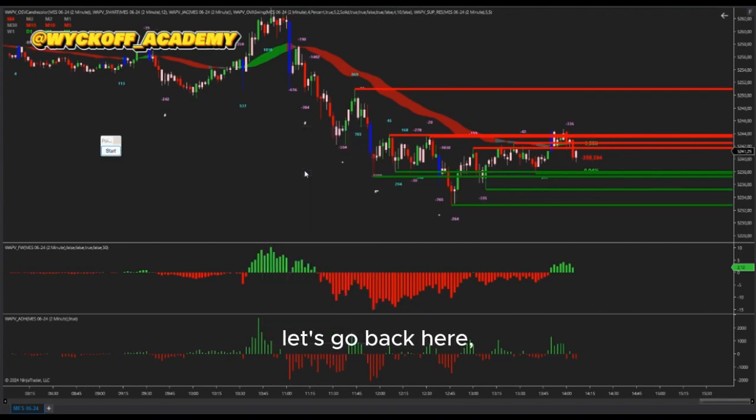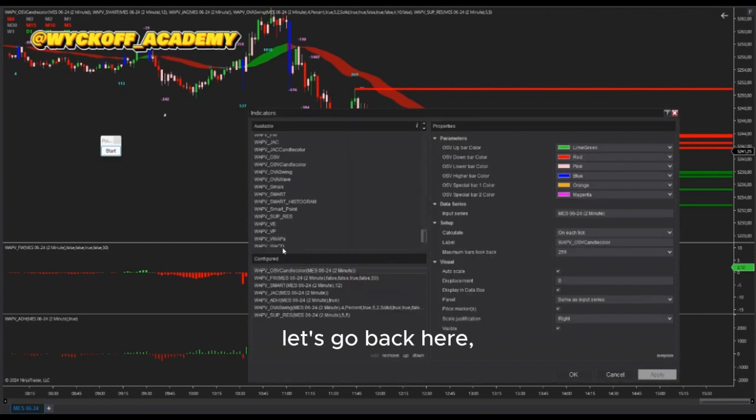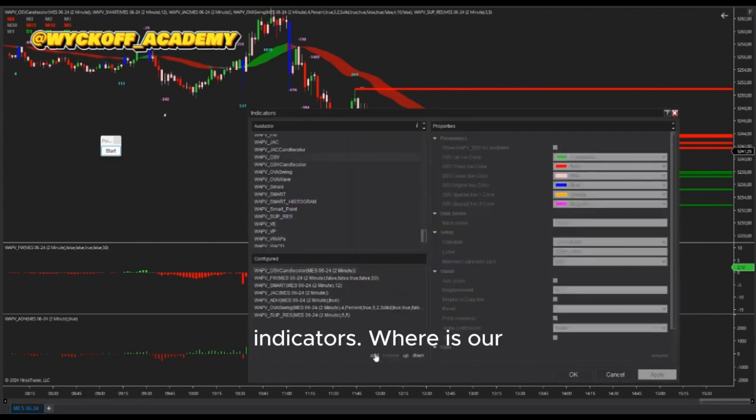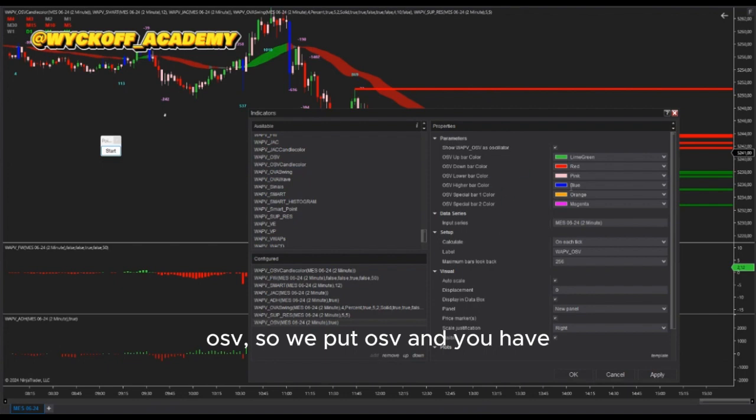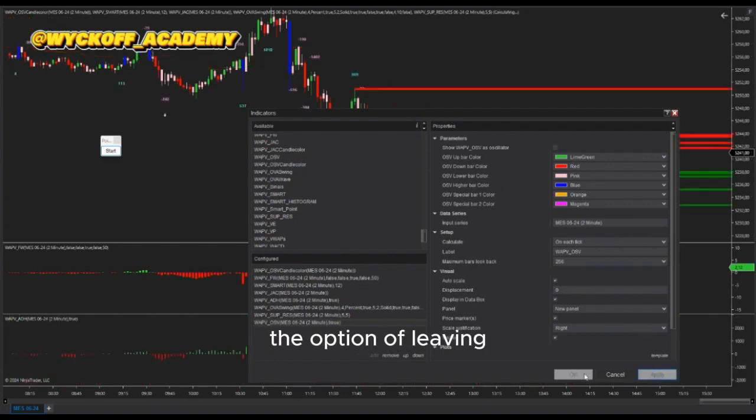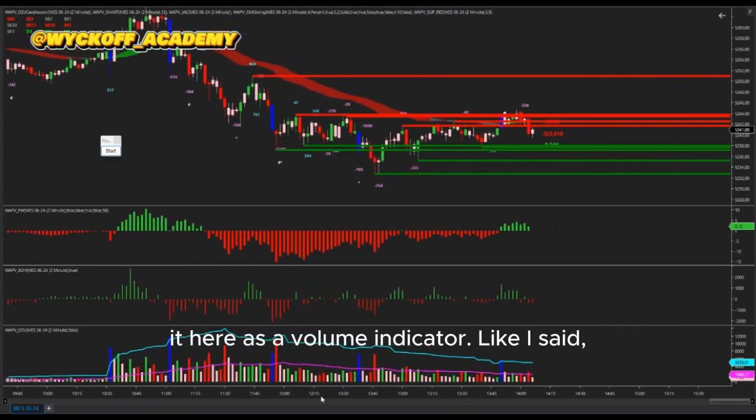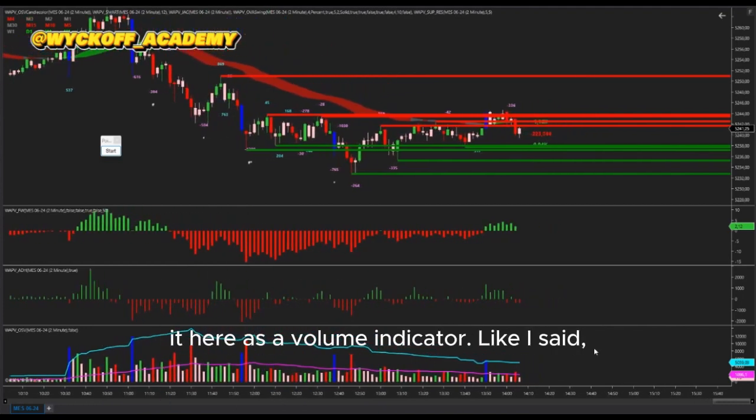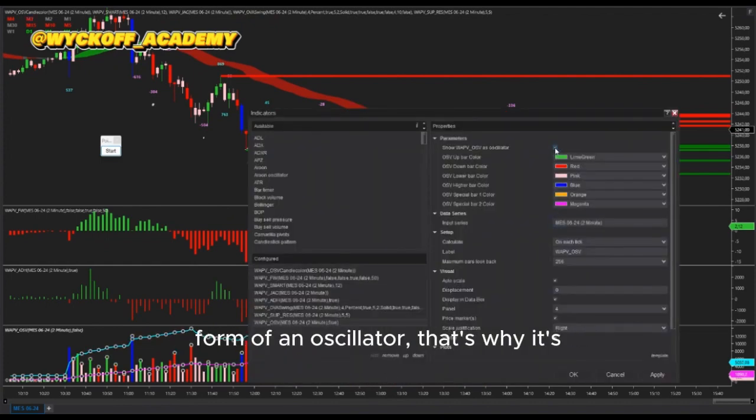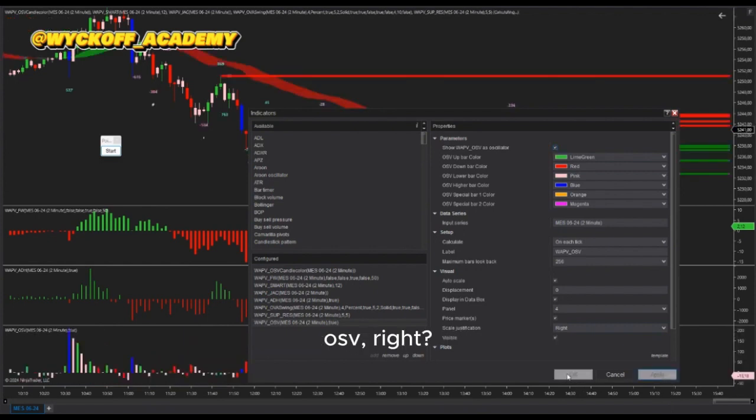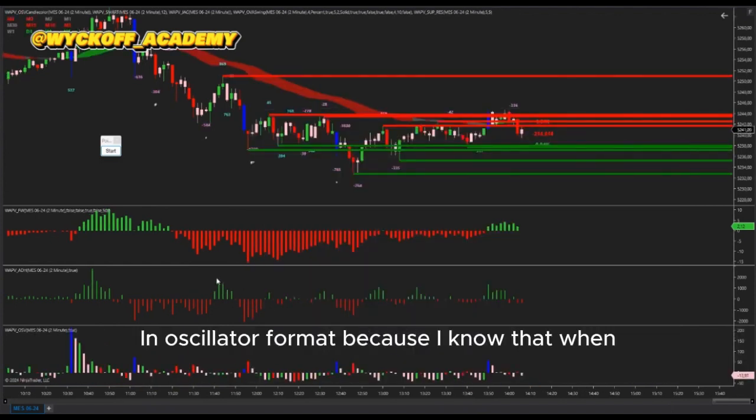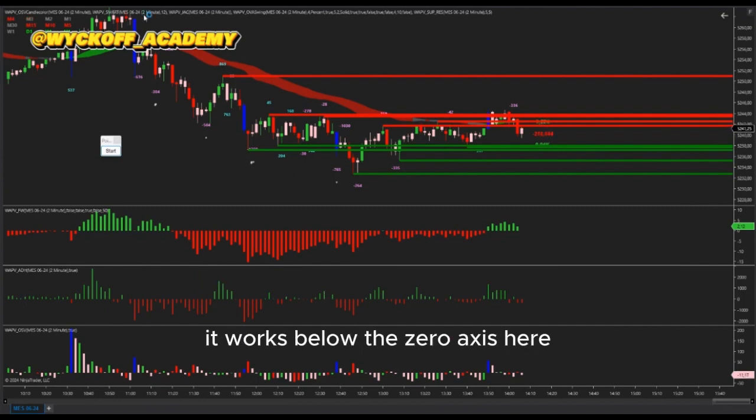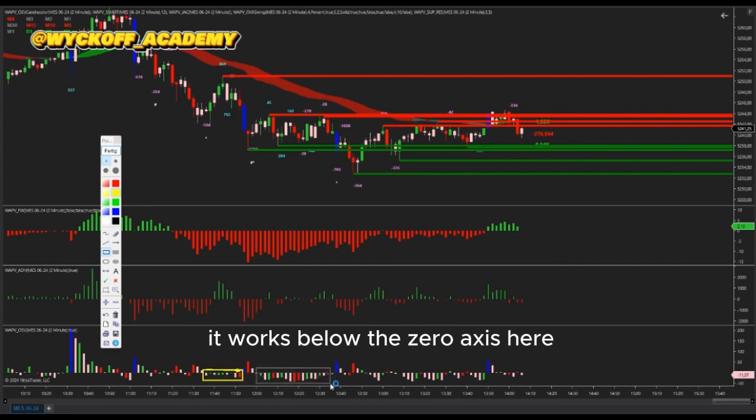Let's go back here. Indicators, where is our OV? So we put OV and you have the option of leaving it here as a volume indicator, like I said, or in the form of an oscillator. I like to leave it in the form of an oscillator. That's why it's OV, right? In oscillator format, because I know that when it works below the zero axis here, it works below the zero axis here.